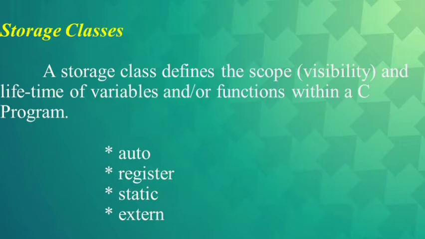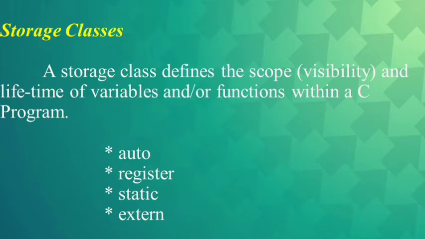Storage classes. A storage class defines the scope and lifetime of variables and functions within a C program. They precede the type that they modify. We have four different storage classes in C: auto, register, static and extern.